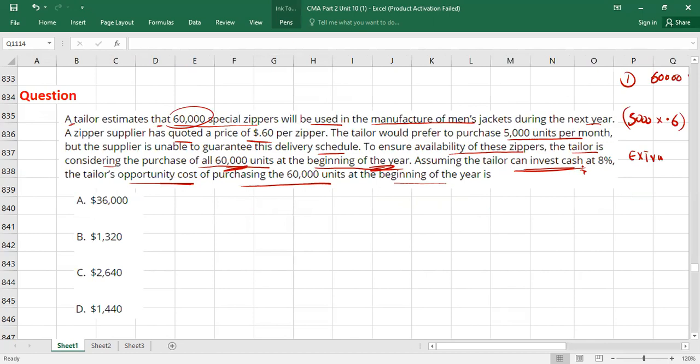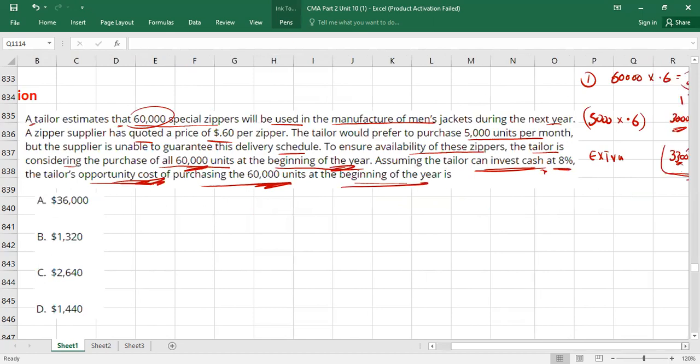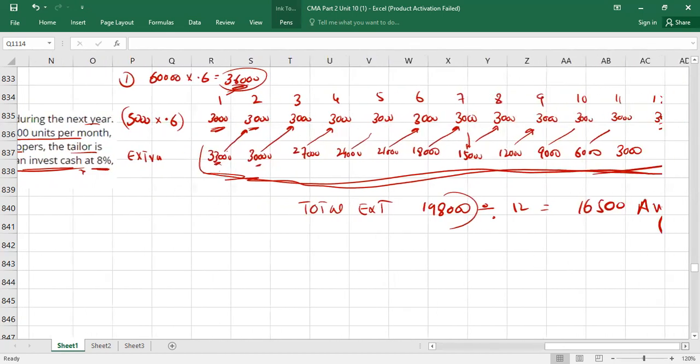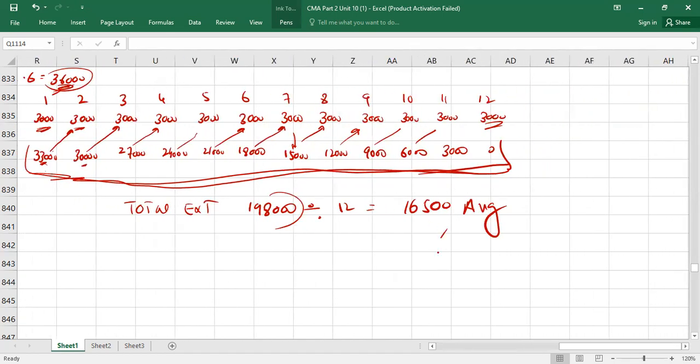Question is assuming the tailor can invest cash at 8%. The tailor's opportunity cost of purchasing 60,000 units at the beginning of the year, how will you calculate? You will take the average extra investment, 16,500, and multiply by 8%, because this money you have invested extra, on average. So if you multiply with the 8%, you would have earned a profit of, if you just multiply 16,000 times 8%, it is going to give you 1,320.